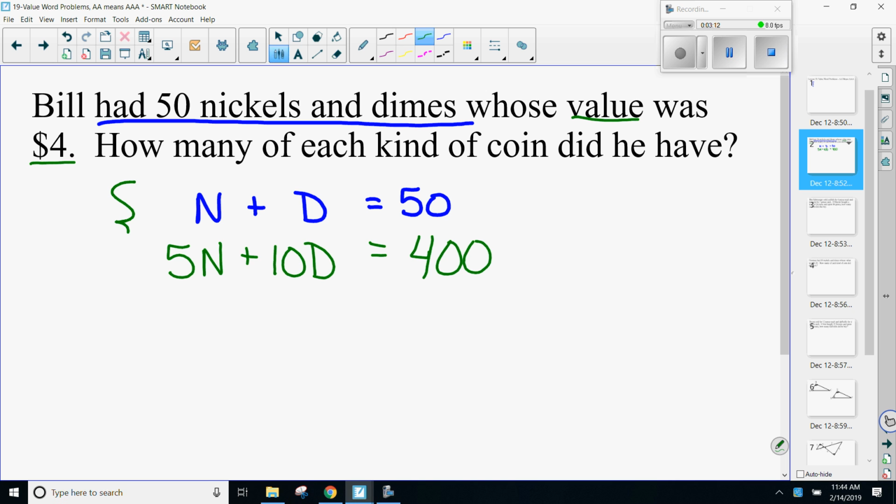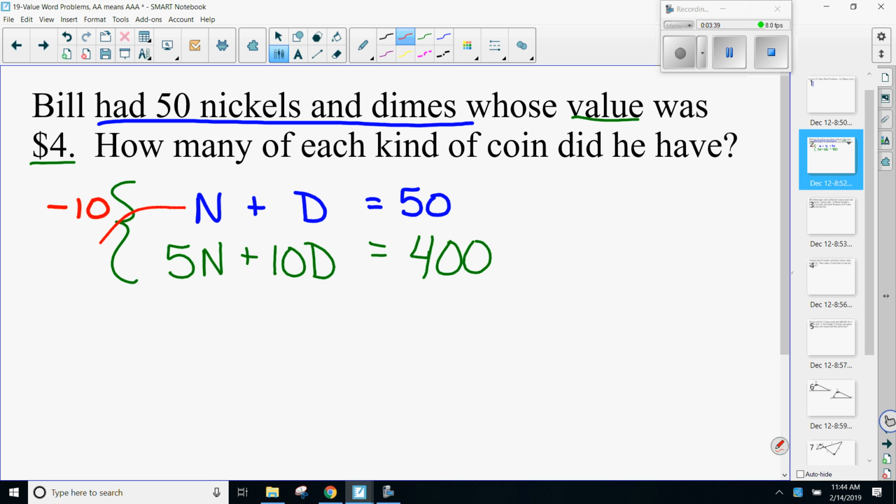Now it's something you've done before. How would you solve that? Elimination substitution. I'm guessing you would use elimination. Would you multiply by 10 or by 5? Right? I always like 10 because it's an easy number to multiply by. But we can do 5. I'm just going to show you 10 real quick. I'll show you why 10 is so easy.